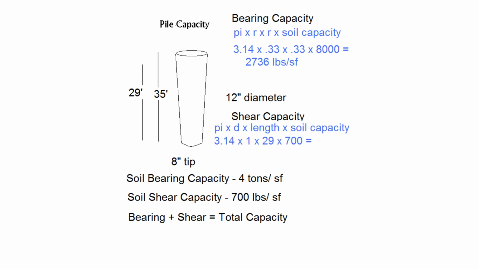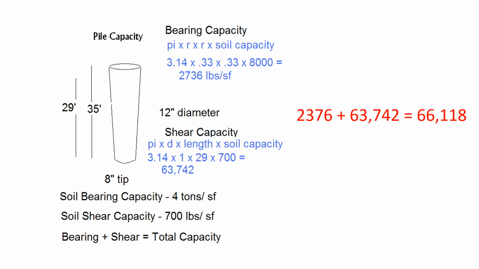Hey, then it's just crunching numbers. 3.14 times 1 times our length, 29 times 700, our soil capacity, and we get 63,742 pounds, okay, of shear capacity. So all we have to do now is just add our bearing capacity and our shear capacity, and we get 2,376 for our bearing, 63,742 for our shear, and we get 66,118. If you followed that, you're doing pretty good.